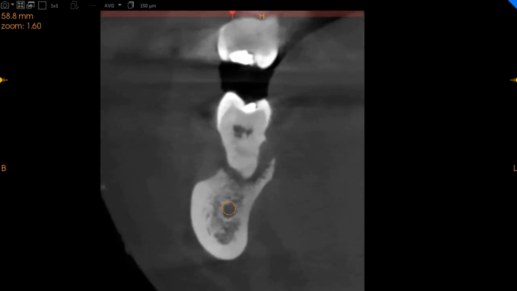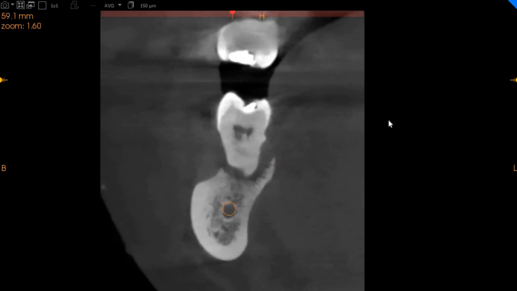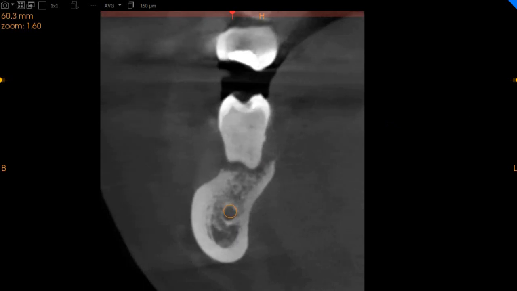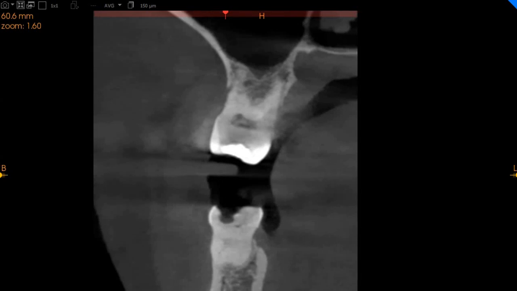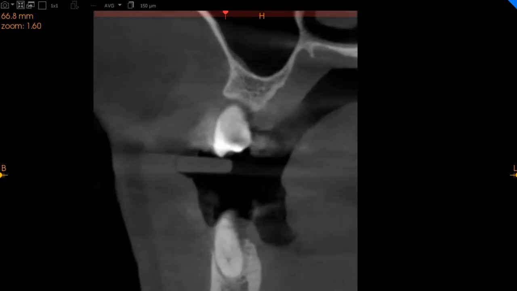This is the lower right 7. The lower right 7 unfortunately has significant bone loss on the buccal as well as the lingual, as well as the mesial and distal aspects. So this tooth will need to be extracted because it is probably grade 3 mobile and has no bone support whatsoever.